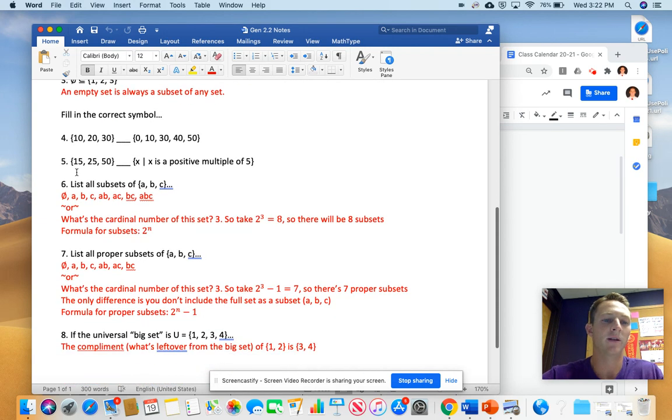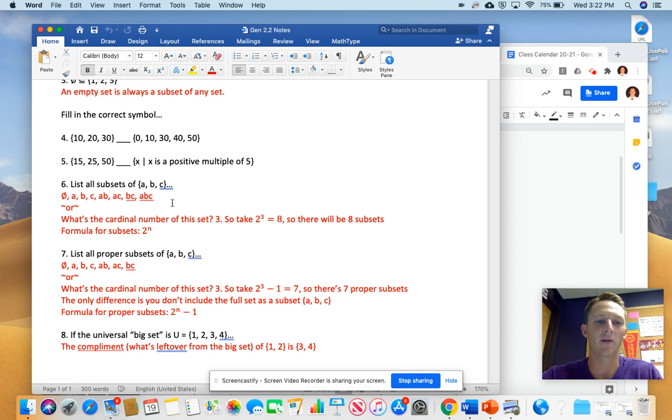But here we have, list all the subsets of the set A, B, and C. 2 ways to kind of think about this. We can list them all out, so we know that the empty set is always going to be a subset of a set. And then there's also a set of A, B, C, A and B, A and C, B and C, and then all 3, A, B, and C. How many subsets did we just find out of a set of 3? Well, there's only 3 items in the set, but we had 8 subsets that we could create out of it. All sorts of combinations.